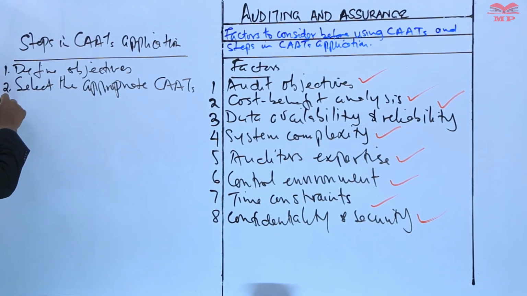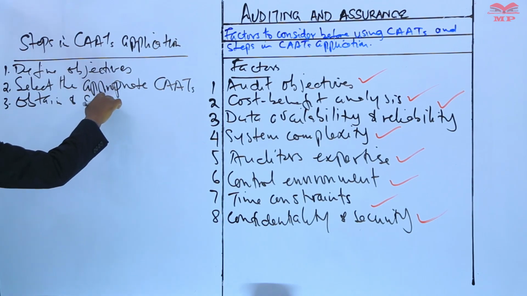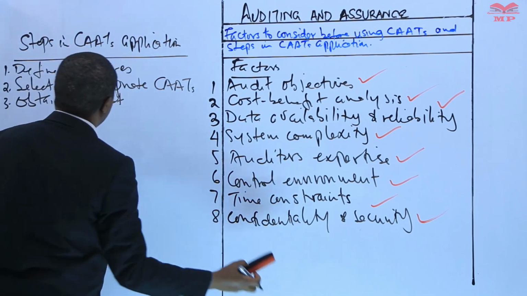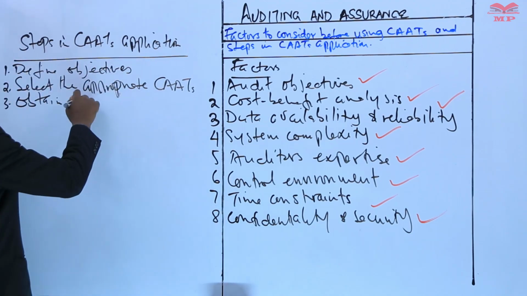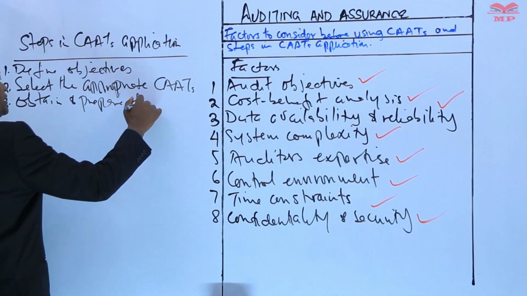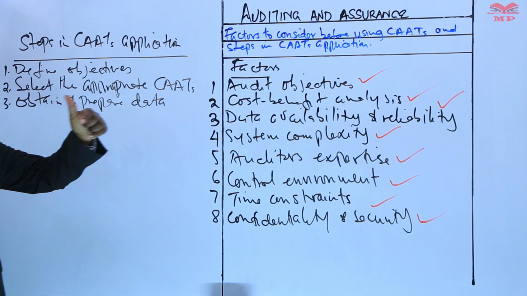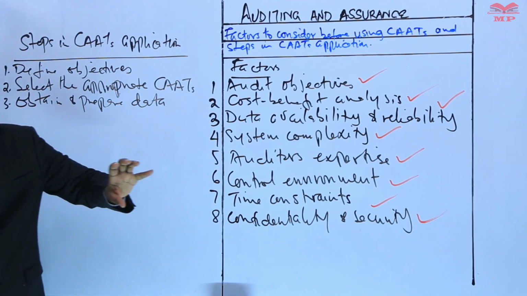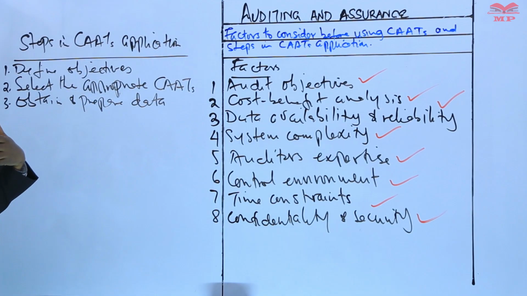Step 2 is to obtain and prepare data. Obtain data and prepare data. Extract the necessary data from the client system, then convert it into a format that is compatible with the chosen computer-assisted auditing technique. You understand?